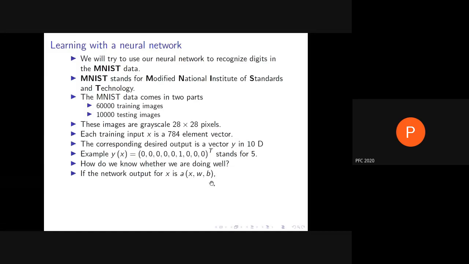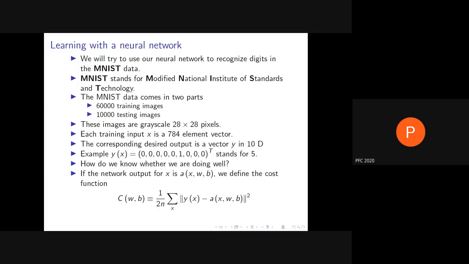So the network output for X is A = σ(XWB). A is some 10-dimensional vector, which ideally should be close to whatever input label you have. So we define what is called a cost function, which essentially tells you how far away you are.